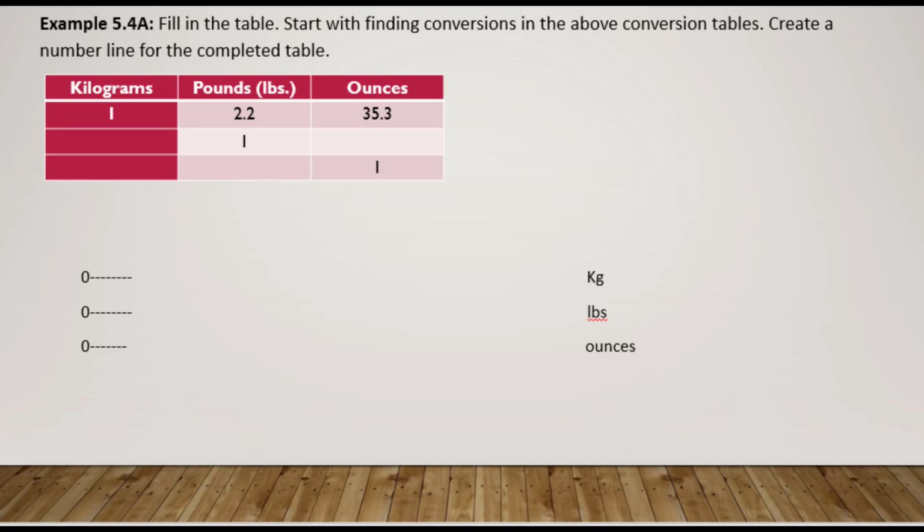So in this example, we're going to fill in this table and make a number line for this table. And it says fill in a table and start with finding conversions. Well, the conversions are actually right here because the entire row is an equivalency.